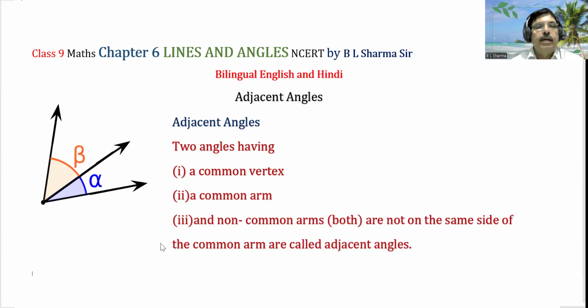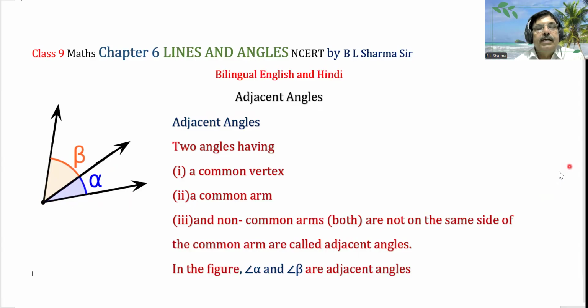These are the two non-common arms, this arm and this arm. They should not be on the same side of the common arm. Means it should lie on the different side of the common arm. Means if one non-common arm is on the left of the common arm, then the other should be on the right of the common arm. If the three conditions are followed, then we say that the two angles are adjacent angles. Here the angle alpha and angle beta both are adjacent angles.